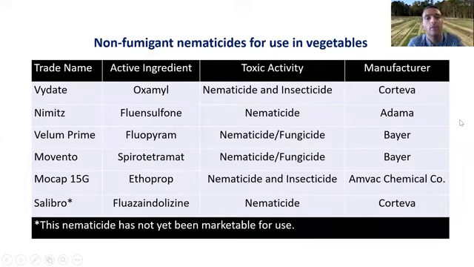Here's the table for non-fumigant nematicides for use in vegetable crops. Again, some of these products have been available for a couple of years or many years, like Vydate, which has been available for decades. We had a couple of new products in the past, but nothing new has been added to this table.